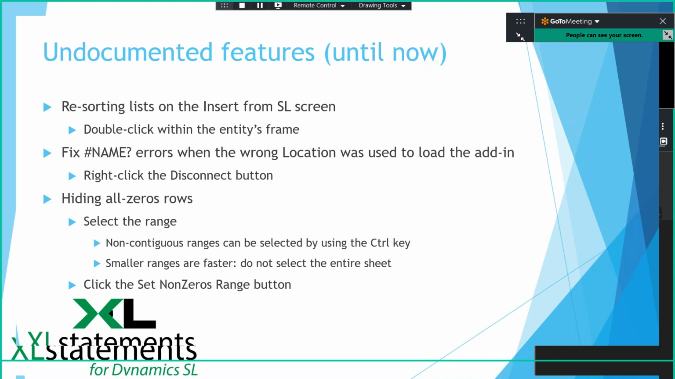And the first one I'll cover when we talk about dropdowns. And another is if you're getting those name errors when you open a workbook that was created by someone else, that means someone is going to have to fix the fact that the XLstatements add-in location is not the same among the workstations. And we have a white paper on that that we will send you if you want on how to fix that issue. But as far as fixing it and getting rid of those name errors, if you go onto the report screen in XLstatements, and if you right-click on the disconnect button, that will automatically reset all of the locations to the location where your XLstatements add-in is.